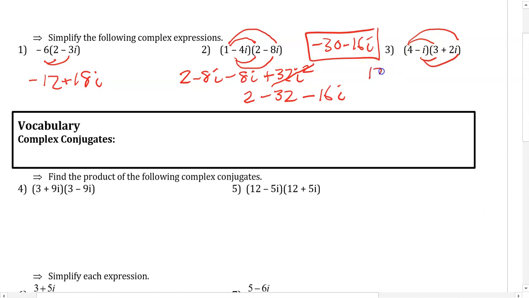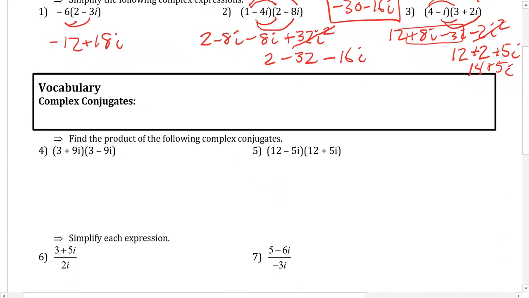4 times 3 is 12. 4 times 2i is 8i. Negative i times 3 is minus 3i. Negative i times plus 2i is minus 2i squared. Again, i squared is negative 1. So negative 2 times negative 1 is plus 2. And I have 12 to go with that. And then I have common terms of i. So 8i minus 3i is plus 5i. And 12 plus 2 is 14. So 14 plus 5i.